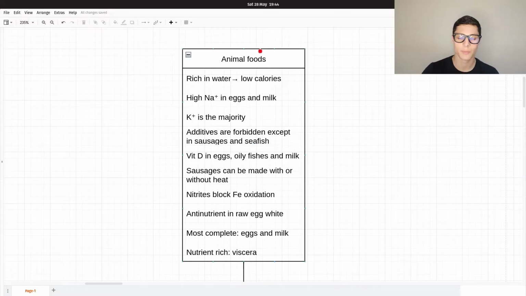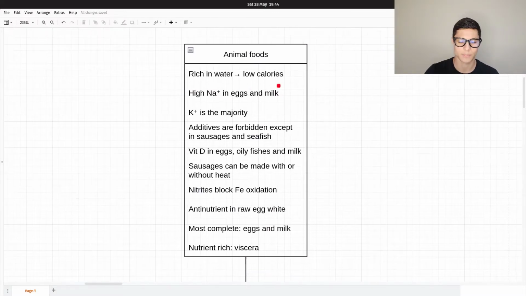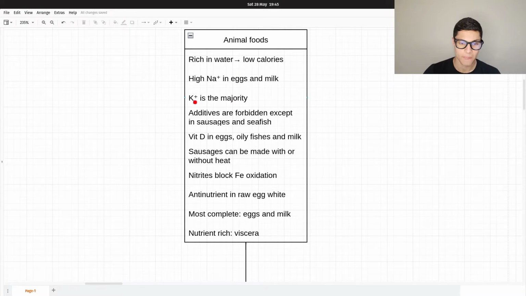Okay, so we have animal foods, and these are the general characteristics. They are rich in water and they have low calories because they have a lot of water. If they have water, they have less nutrients. They are high in sodium, and there is high sodium in eggs and milk. The potassium is the majority in animal foods. Additives are forbidden except in sausage and sea fish.